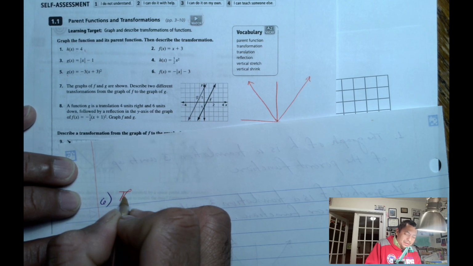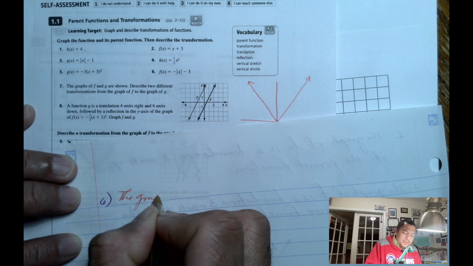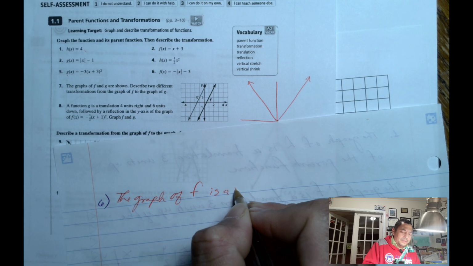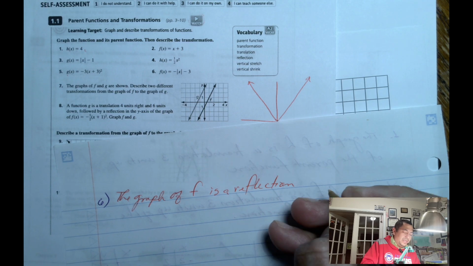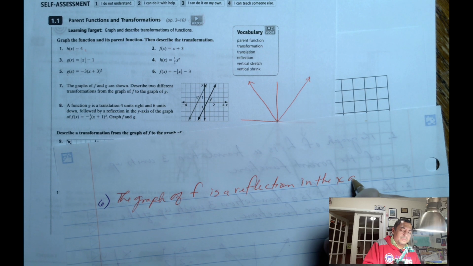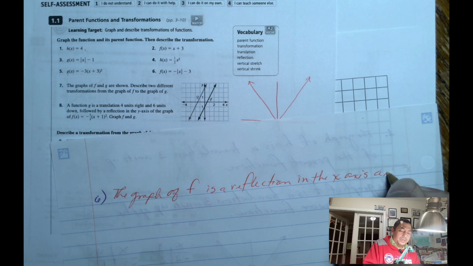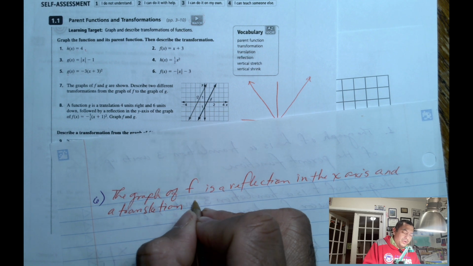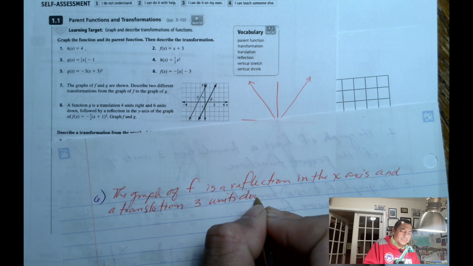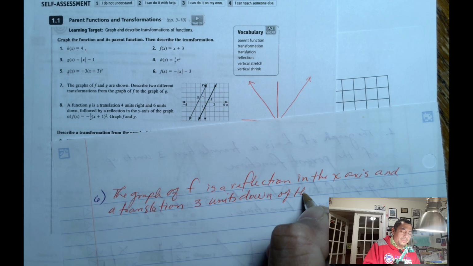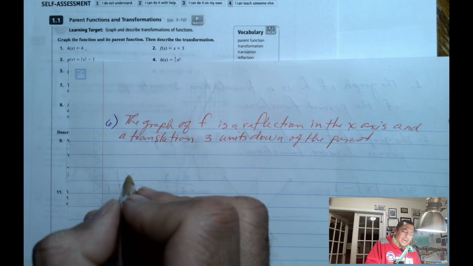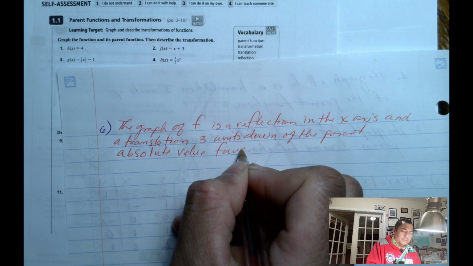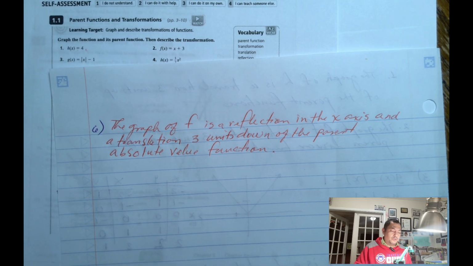I'm going to write on this one, right? The graph of f is a reflection in the x-axis and a translation three units down of the parent absolute value function. Okay, that's the solution for problem number 6.